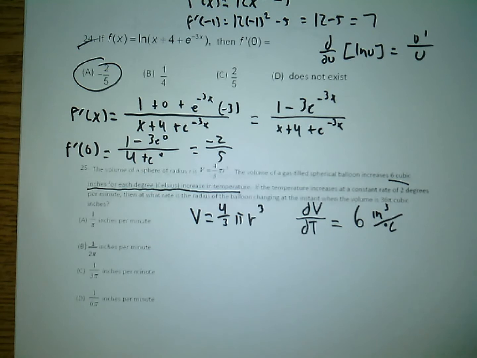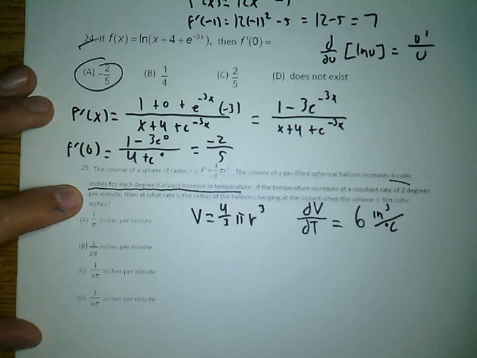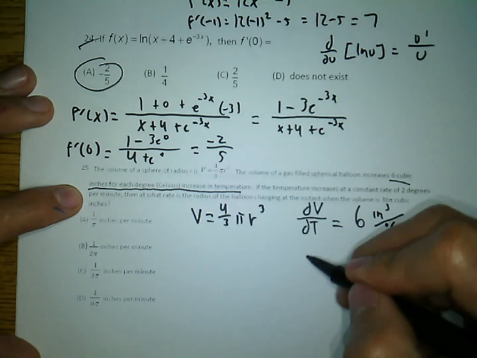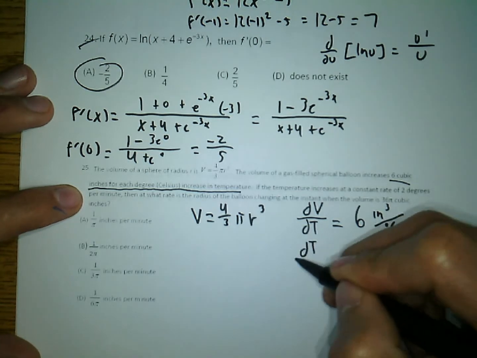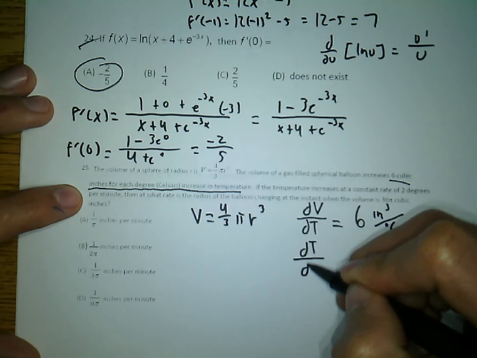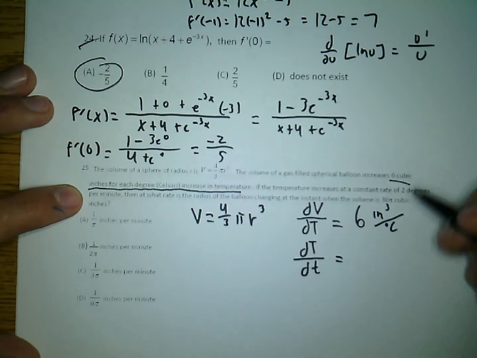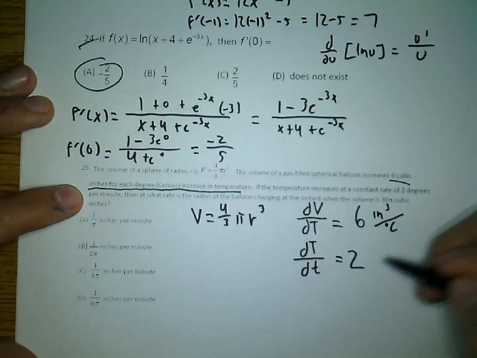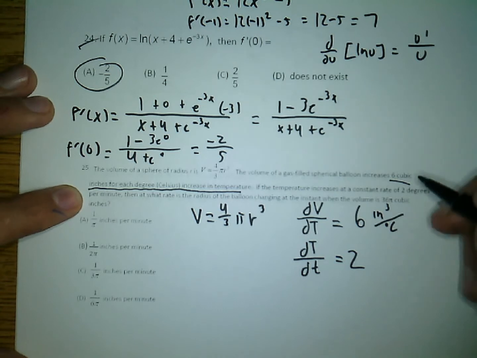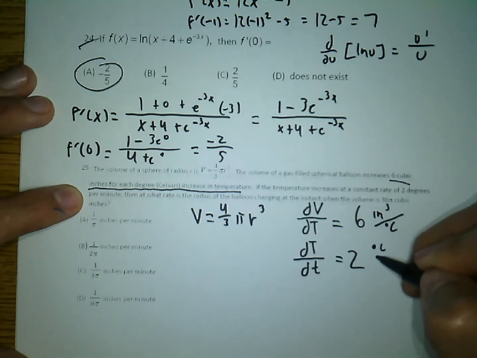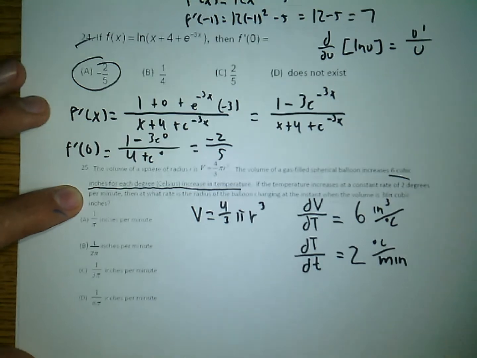All right. Now it says if the temperature increases at a constant rate of 2 degrees per minute. All right, so hold on. So temperature is increasing per time. So what you're telling is the temperature is increasing in time by, and it's going to be positive, 2 degrees Celsius. So that's going to be degrees Celsius over time, which in this case is minute.